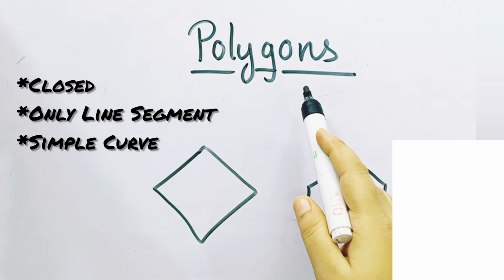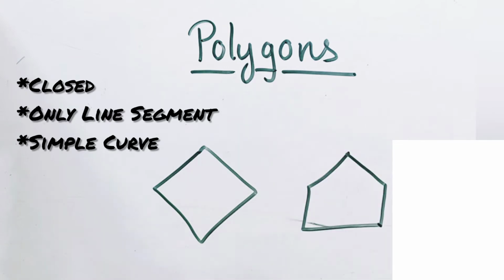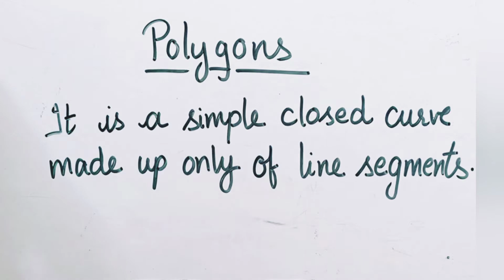Polygons. What are polygons? Polygons are curves which are closed, are made up of only line segments, and are also simple curves. These are the three conditions. The curves which satisfy these three conditions are known as polygons. So a polygon is a simple closed curve made up only of line segments.